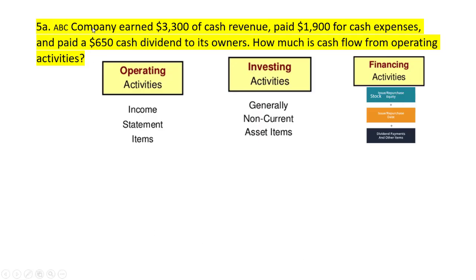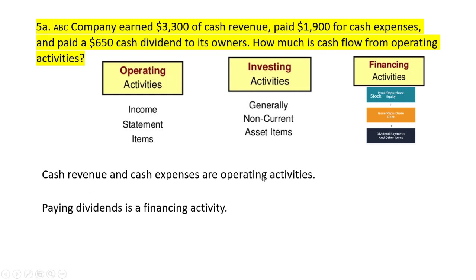So, ABC Company earned $3,300 of cash revenue, paid $1,900 for cash expenses, and paid $650 for cash dividends to its owners. How much is cash flow from operating activities? Well, operating activities are things on the income statement. They're revenues and expenses that are cash revenue and cash expenses. So, cash revenue and cash expenses, like I said, are operating activities.